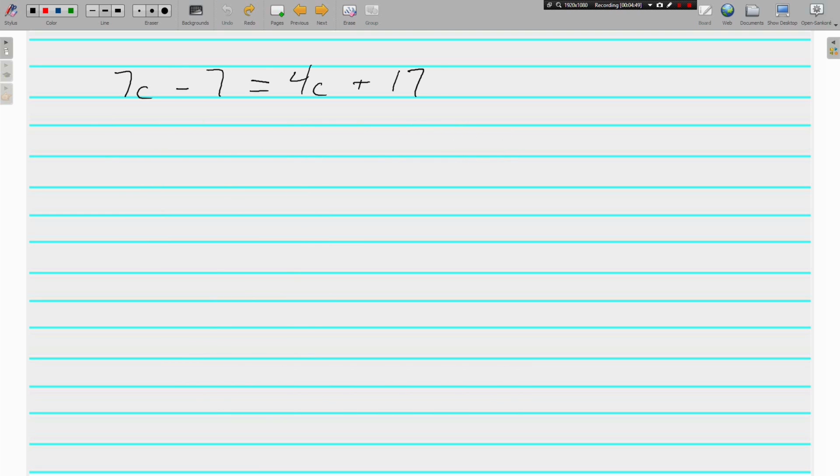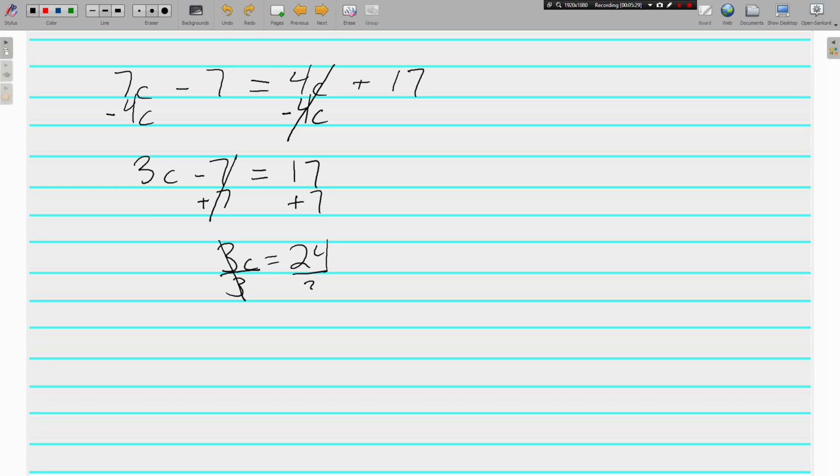Let's do another one where there's variables on both sides. We've got 7c minus 7 on the left and 4c plus 17 on the right. I'm going to subtract 4c to get my c's together, which means on the left I have 3c minus 7 is equal to 17. And I am just doing these one step at a time. So now I'm going to add 7 to both sides, which gives me 3c is equal to 24. Divide both sides by 3, and our solution is c is equal to 8.